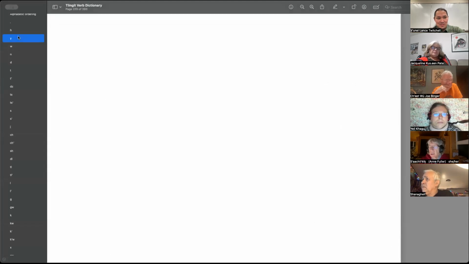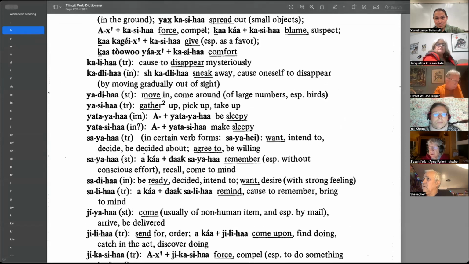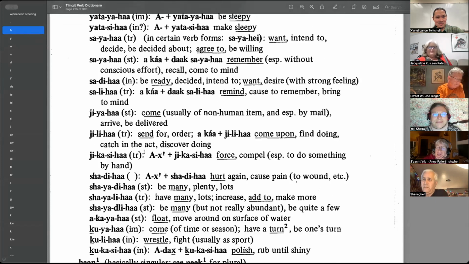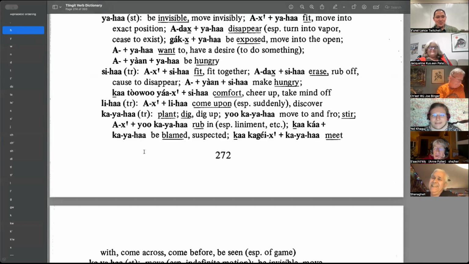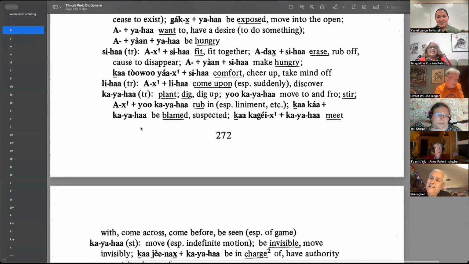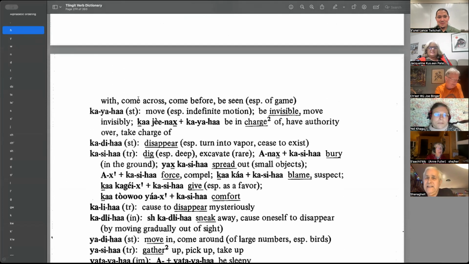So ha is always one that's going to send us into the root of 1,000 verbs. Here's 2 pages of ha. And so we're looking for ka and di. Cow de ha: disappear, cease to exist. Okay.